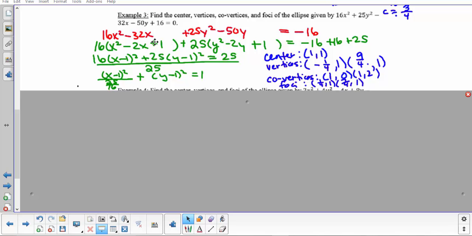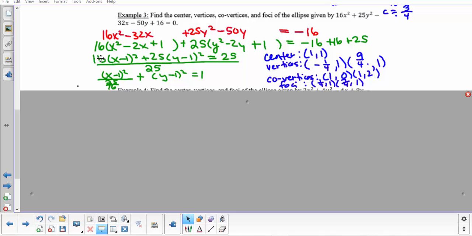But to balance the equation, because there's a 16 here, it would be 16 times 1, so on the other side we add 16 to keep it balanced. Then for the y's, half of -2 is -1, square it, we get 1, 25 times 1 is 25, so that's what we add to the other side.